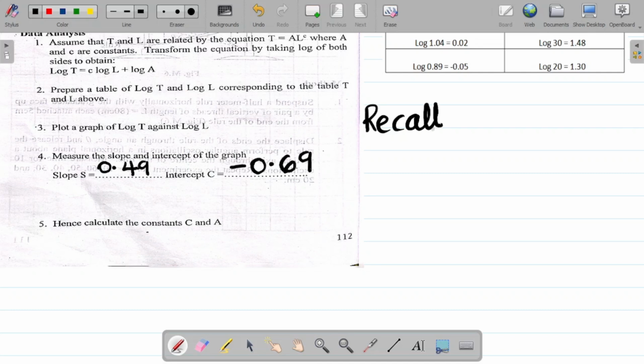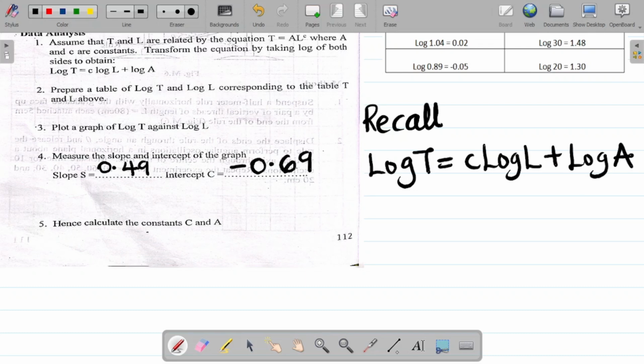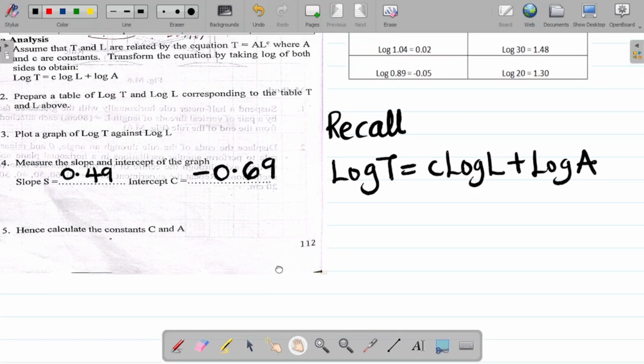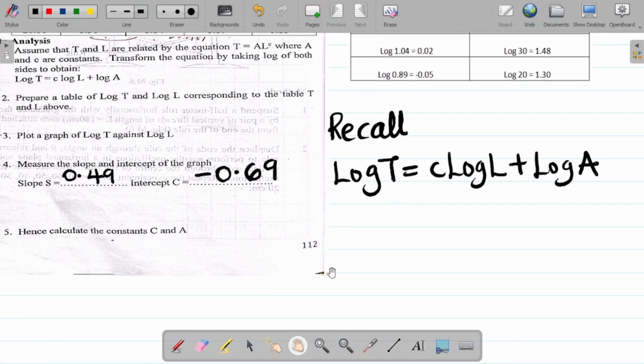Recall that from the equation we derived, log t is equal to C log L plus log A. We are asked to calculate the constants C and A. How do you calculate the constants? Can we start with which of them first? I think the easiest to calculate here will be A.